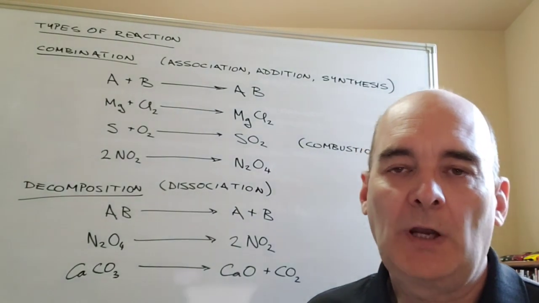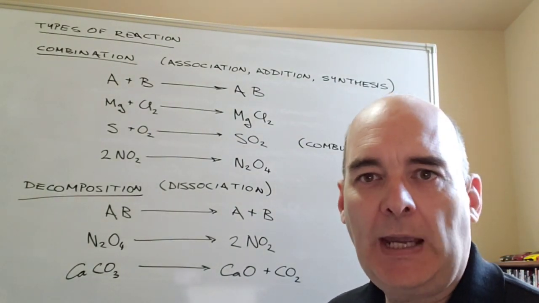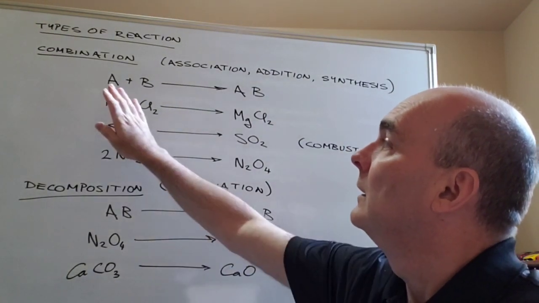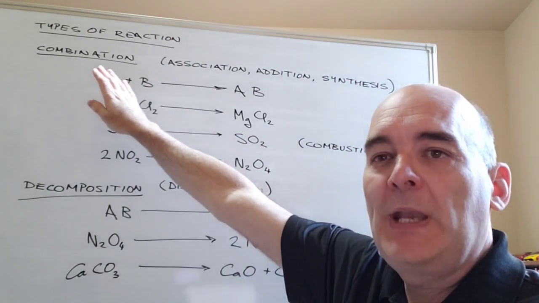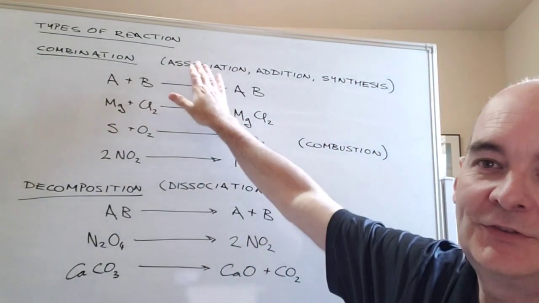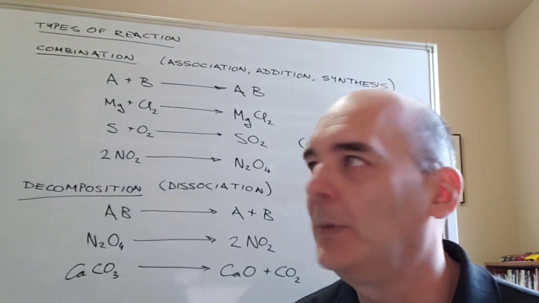There are many different variations on how chemical reactions proceed. Let's look at a couple of the main types. The first one we're going to look at is called a combination. Combinations are also known as associations or additions or synthesis. Your book is calling them combinations.